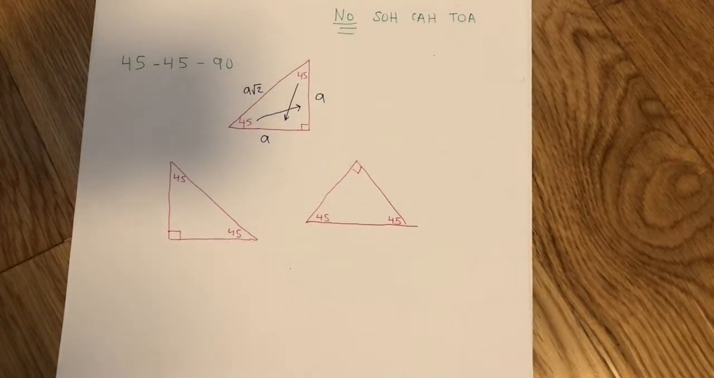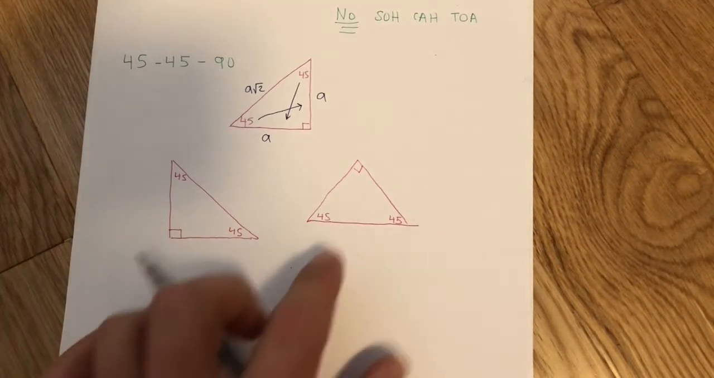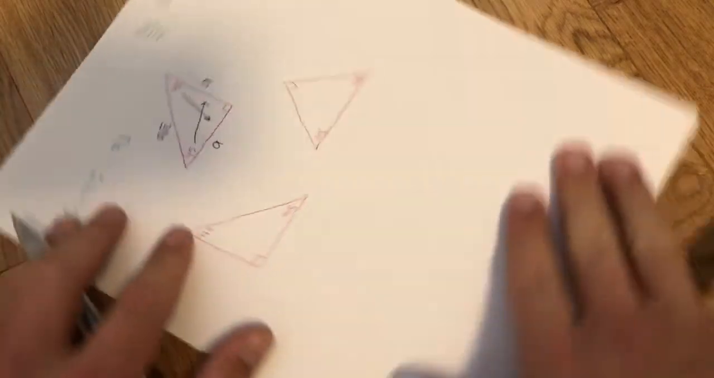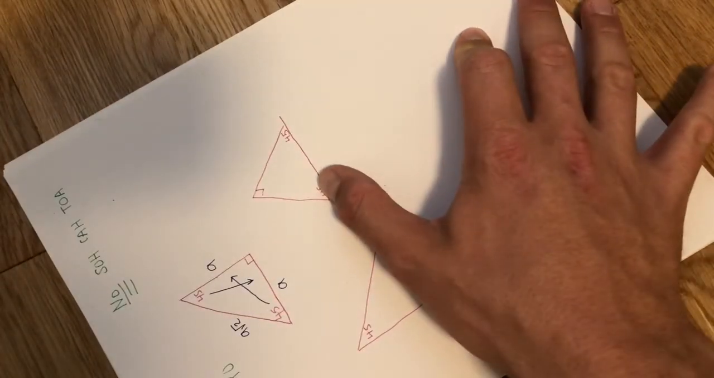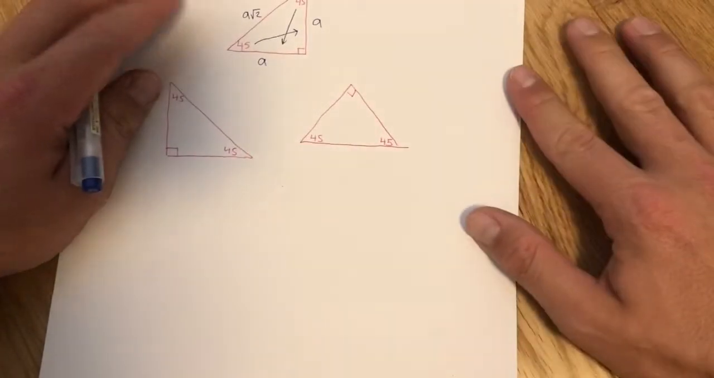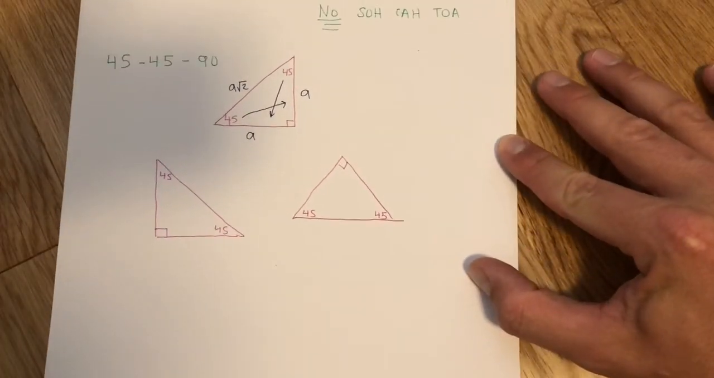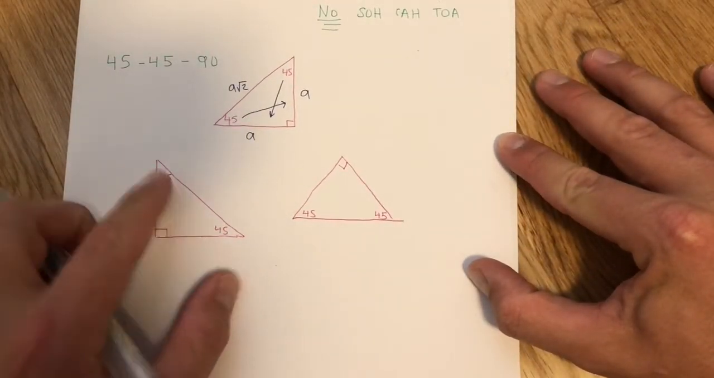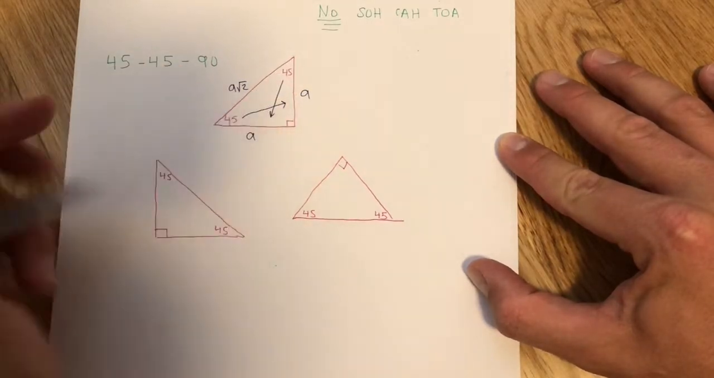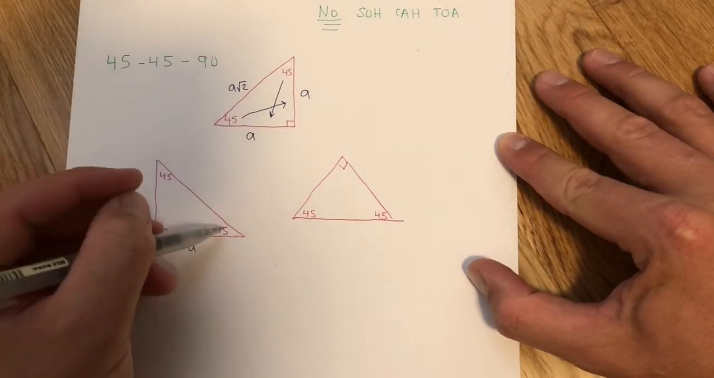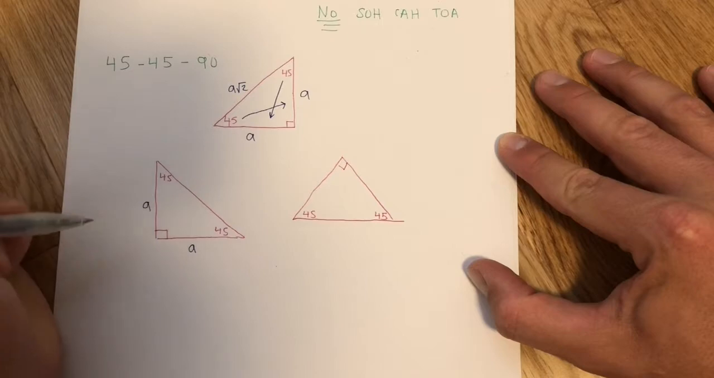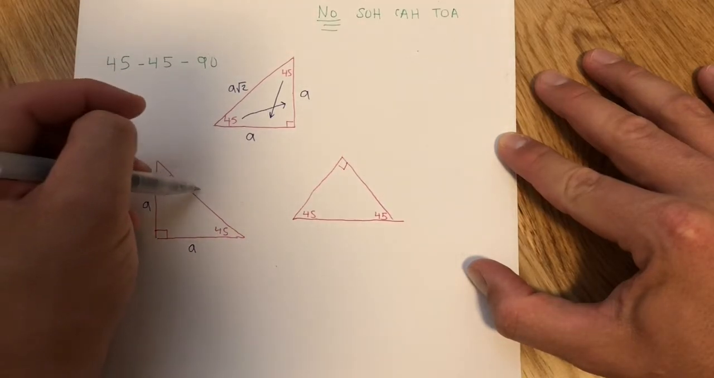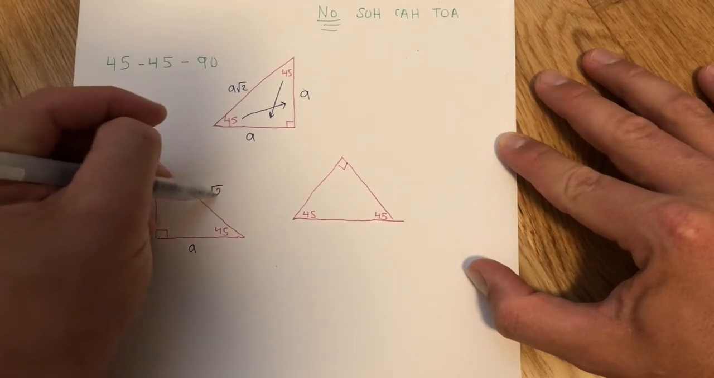All right, now I drew these other two triangles because it doesn't matter what the orientation is. The right angle could be down here, right? And that's just the same thing as all of these. So you need to pay attention to what's across from the 45. Well, across from the 45 is side A. Across from this 45 is side A. This side would be A times root 2.